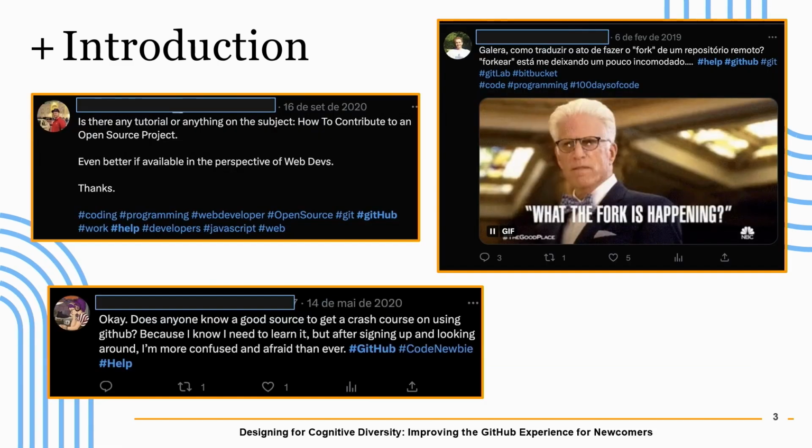Here we have more quotes. I have another quote here with this GIF saying, "What a fork." Unfortunately, it's in Portuguese. It's someone complaining that when they use GitHub in Portuguese, the button is "fork," and this doesn't mean anything to us in Portuguese. So it's kind of hard for the users to understand.